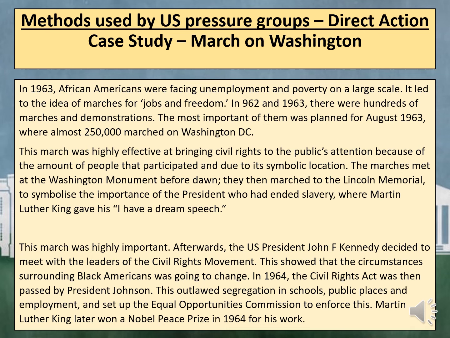This march was highly important. Afterwards, the US President John F. Kennedy decided to meet with the leaders of the civil rights movement. This showed that the circumstances surrounding Black Americans were going to change. In 1964, the Civil Rights Act was then passed by President Johnson. This outlawed segregation in schools, public places, and employment, and set up the Equal Opportunities Commission to enforce this. Martin Luther King later won a Nobel Peace Prize in 1964 for his work.